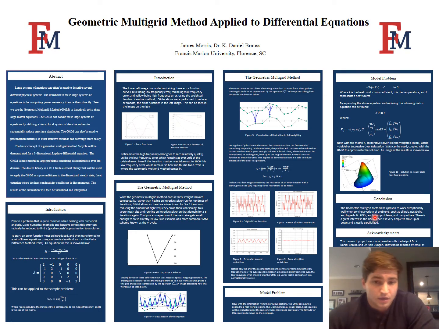So the geometric multigrid method is extremely useful when reducing large amounts of error. It is not completely necessary with small matrix systems, but whenever you move into larger systems of equations, it can be extremely useful.